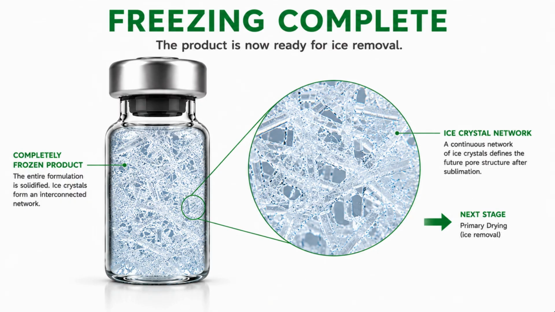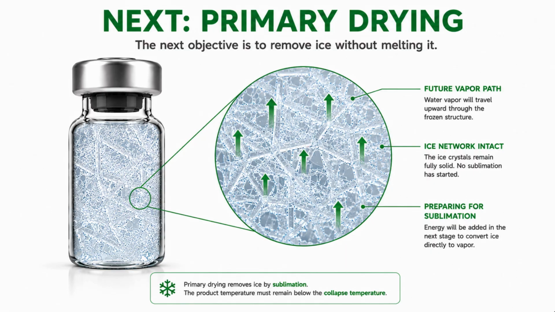Once freezing is complete, the product contains a continuous network of solid ice. The next objective is simple in principle, but technically challenging. Remove the ice without allowing it to melt. This is achieved during primary drying.